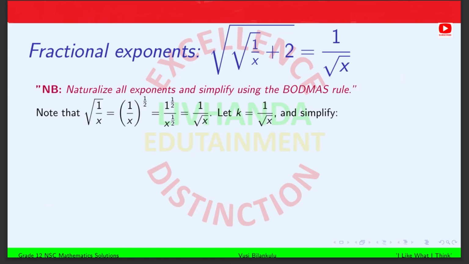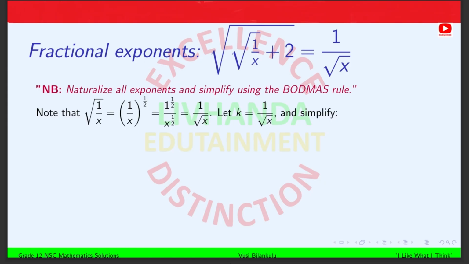Suppose the equation is given by the square root of the sum of the square root of 1 over x and 2 equals 1 over square root of x. To solve for x, it is necessary to first convert all exponents, that is, remove all square roots in the given expression. First, note that the square root of 1 over x equals 1 over x to the power 1 over 2. By simplification, this is equal to 1 over square root of x.